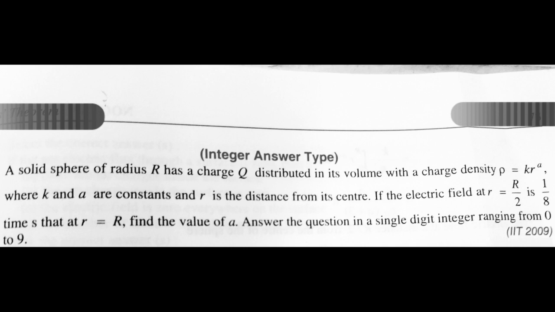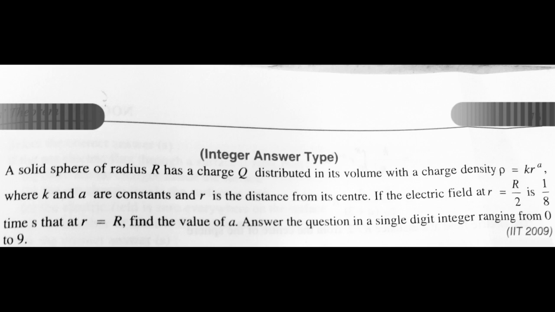It says that a solid sphere of radius capital R has a charge capital Q distributed in its volume with a volume charge density rho equals k into r to the power small a, where k is a constant, a is a constant, and small r is the distance from its center. This expression, rho equals k r to the power a, suggests that we have to form a certain elementary section and then integrate, because this function will help us there. Anyways, let us continue with the sum.